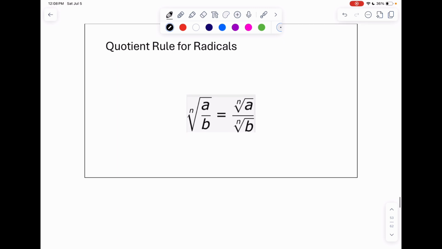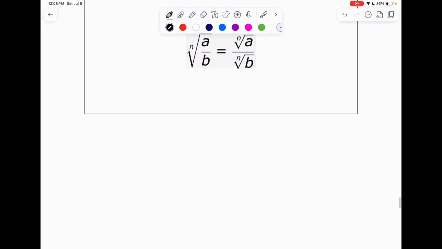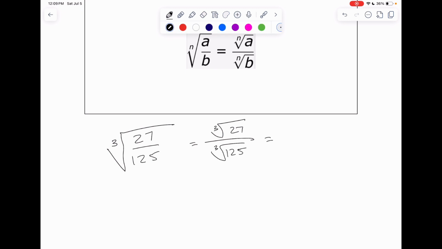So let's talk about this quotient rule for radicals. The quotient rule for radicals means basically what we were just talking about. If I have things that are multiplied or divided, I can apply the radical or the fancy exponent to both the top and the bottom. So let's check this out. Say I had the, let's make it fancy, the cube root of 27 over 125. Well, that means I could take the cube root of 27 and divide it by the cube root of 125, and that would give me 3 over 5, an easy way to simplify it.